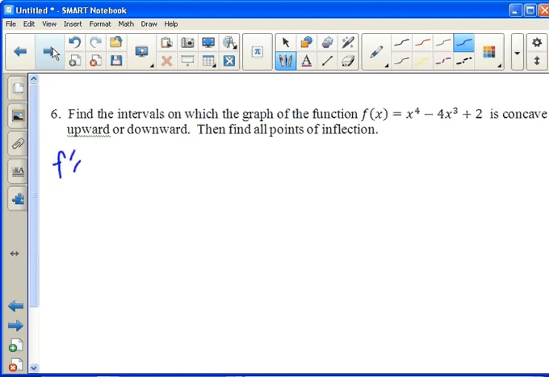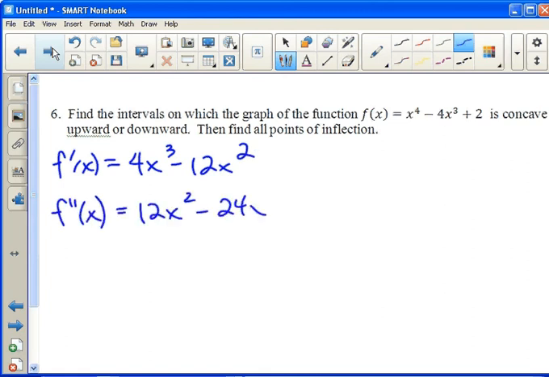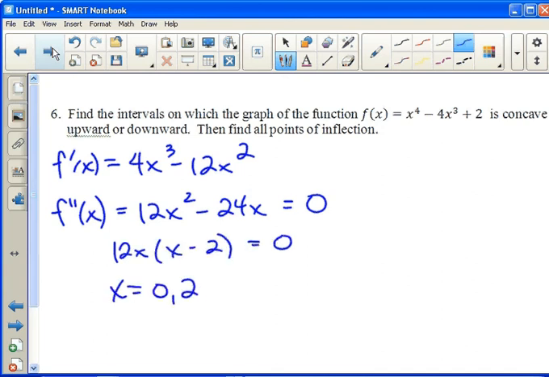So the second derivative here will be 12x squared minus 24x. I set it equal to 0, factor out a 12x, and I get 0 and 2 as potential points of inflection. So I'll do negative infinity to 0, 0 to 2, 2 to infinity.